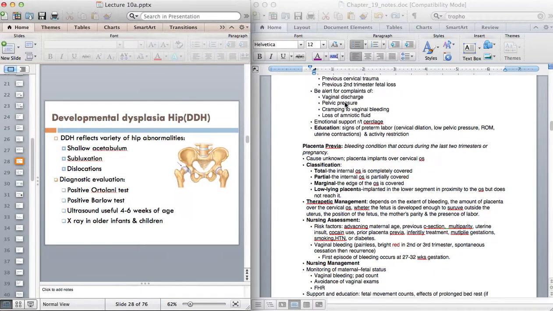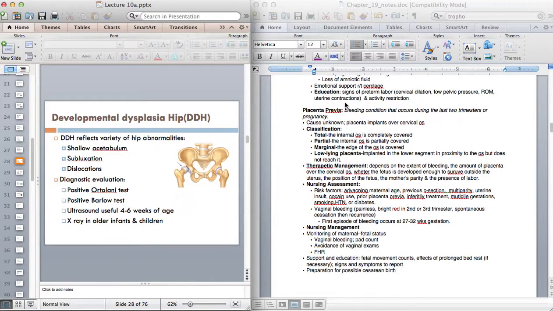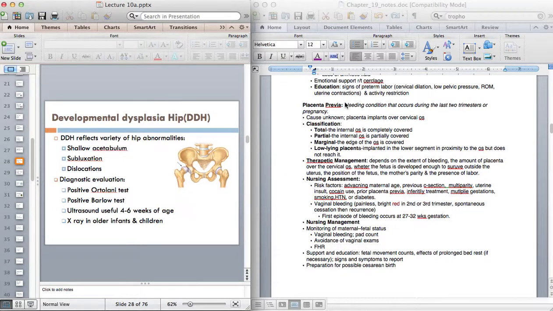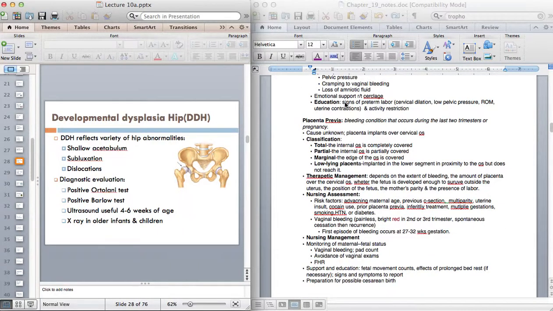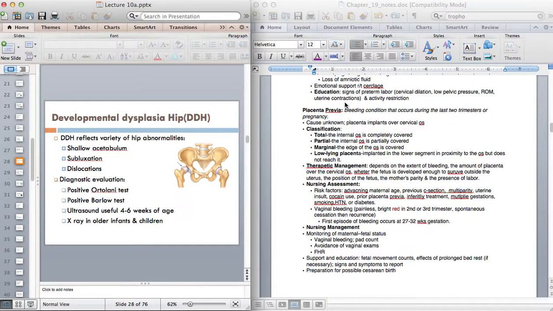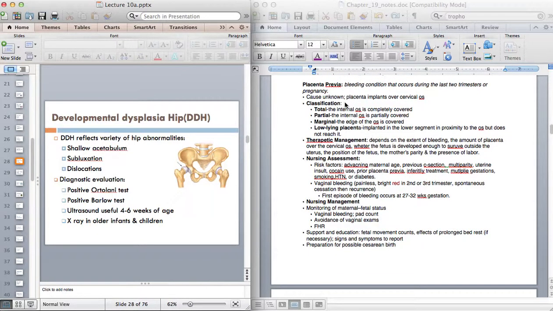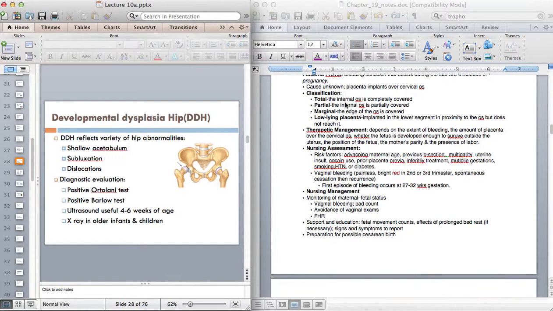Another thing that you will notice will be the gluteal folds. You see that there are unequal gluteal folds on the affected side as compared to the other one for the infant. And then of course your Ortolani test or your Barlow's test will be positive. In the older infant or a child, again, the affected leg will be shorter than the unaffected one.